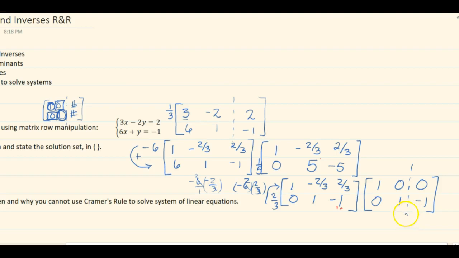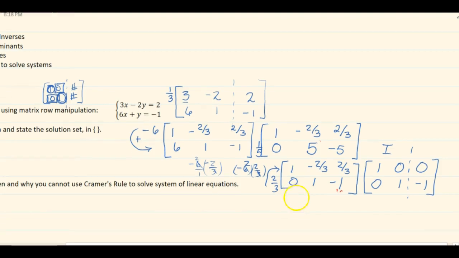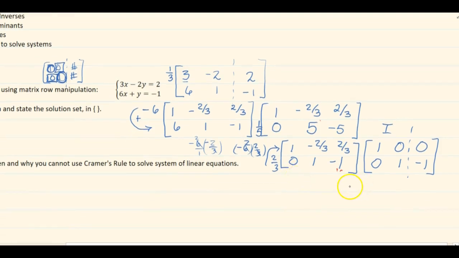So I'm going to bring back my augmented matrix. I'm going to notice this is my identity matrix for a 2x2. And so this tells me that we have a solution set where x is going to equal 0 and y is going to equal -1. So in curly brackets, we have the point (0, -1). That's our solution set. This is a consistent and independent system. And that concludes this video.